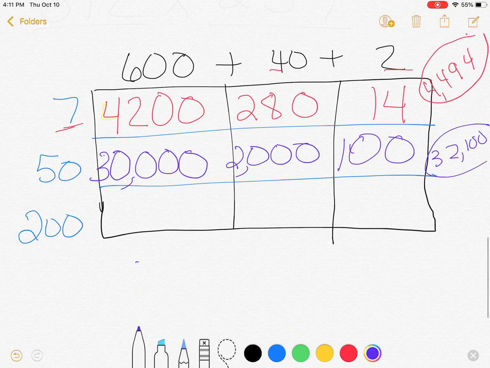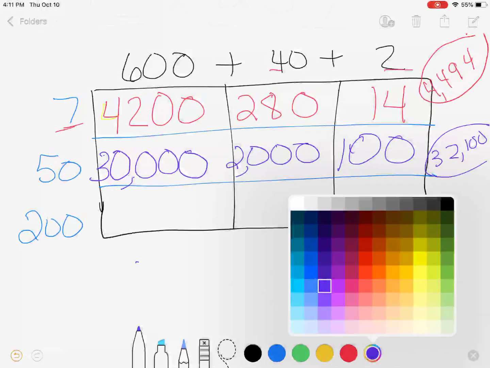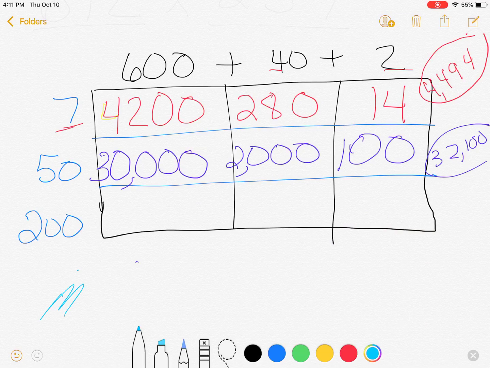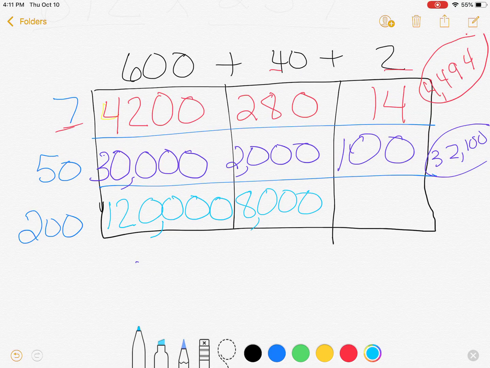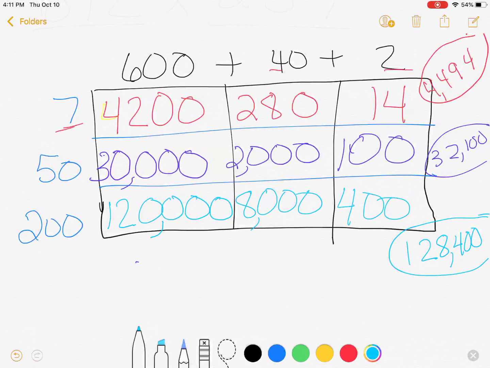You'll have more room on your paper. Okay, now someone wanted to try light blue. Let's see if it shows up. Yeah, that's good. Okay, 2 times 6, 12, but we have 2 zeros and 2 more. That's 120,000. And then 2 times 4, 8, plus 3 zeros. And then 2 times 2, 4, plus 2 zeros. 128,400. Now, if we have trouble adding horizontally, you can always line those up and add them on the side of your paper or the back.